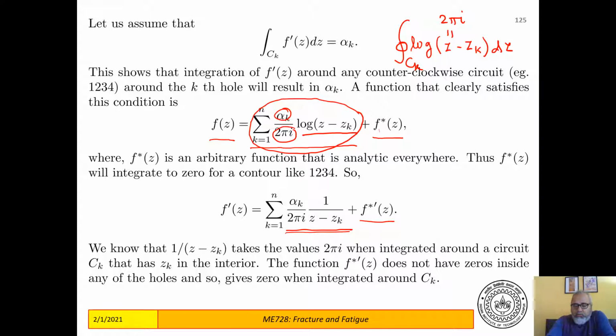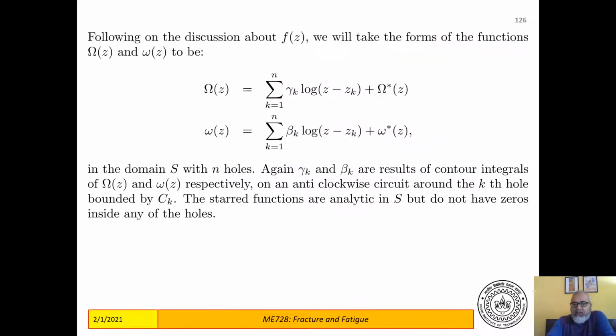Okay, now armed with this idea, let us take our capital omega z and small omega z in this form. So we just take a constant. Suitable functions for a body with a hole are going to take this form. The form is going to be some constant, which is what was alpha by 2 pi I in the previous slide. This would give you the residue when you go around the hole k, and then you have an analytic function which is analytic everywhere. Similarly, for small omega z, the constants are different, the analytic function is different, but the form is the same. These are the analytic potentials that you will use as Kolosov-Muskhelishvili potentials.